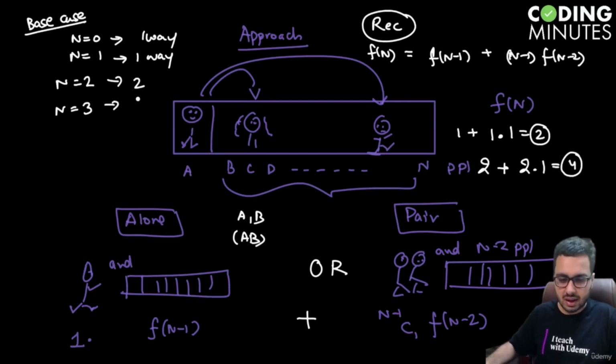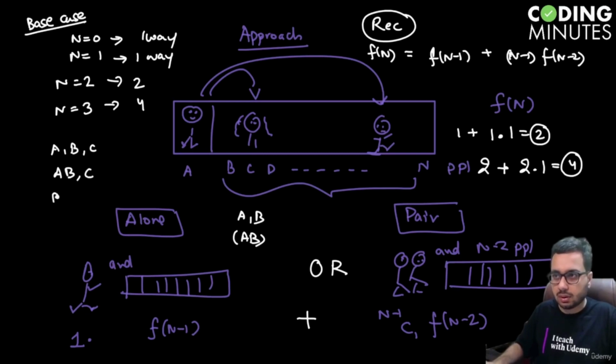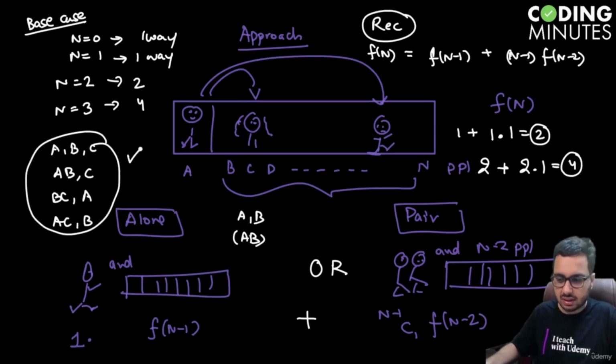We just saw that for n equal to 3, the answer is coming 4, and that is also true because we discussed: ABC can go alone, AB can go together, C can go alone, BC can go together, A can go alone, or AC can go together, B can go alone. So these are the four ways. So that means the recurrence that we have derived is correct, and it will work for all values of n.